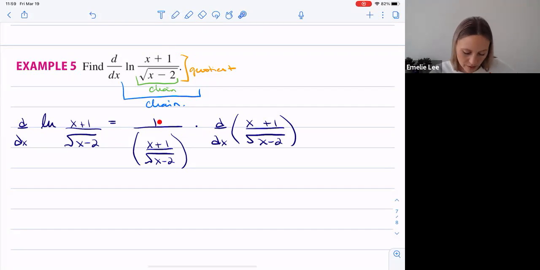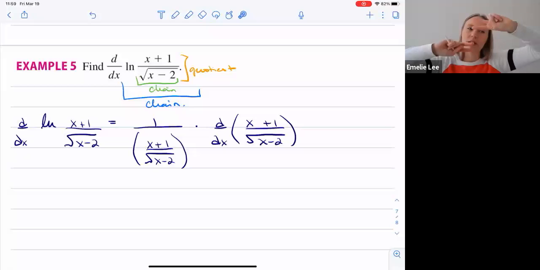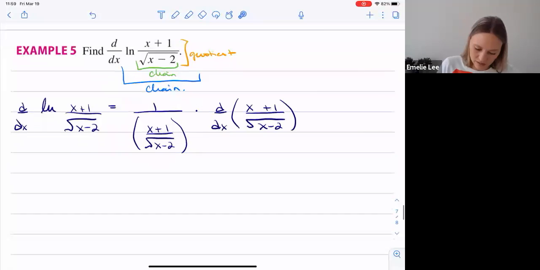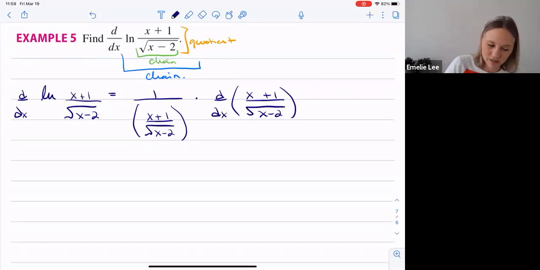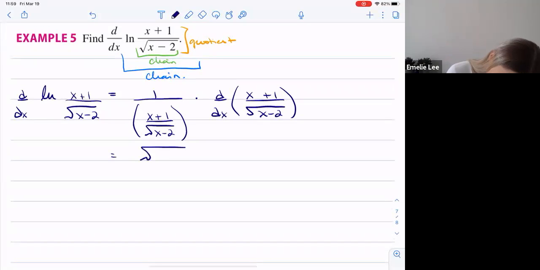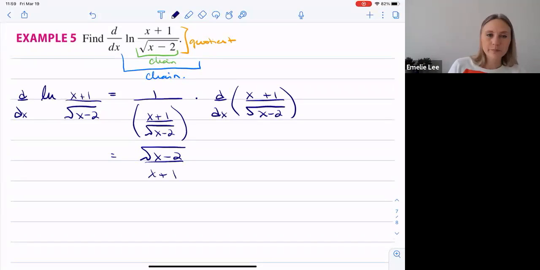I also want to remember that 1 over a fraction is really just a fraction over a fraction. So I can actually simplify this 1 over x plus 1 over the root of x minus 2. Flip and multiply, I can simplify this just to save a little bit of space here. It becomes the root of x minus 2 over x plus 1. And then that's all times.